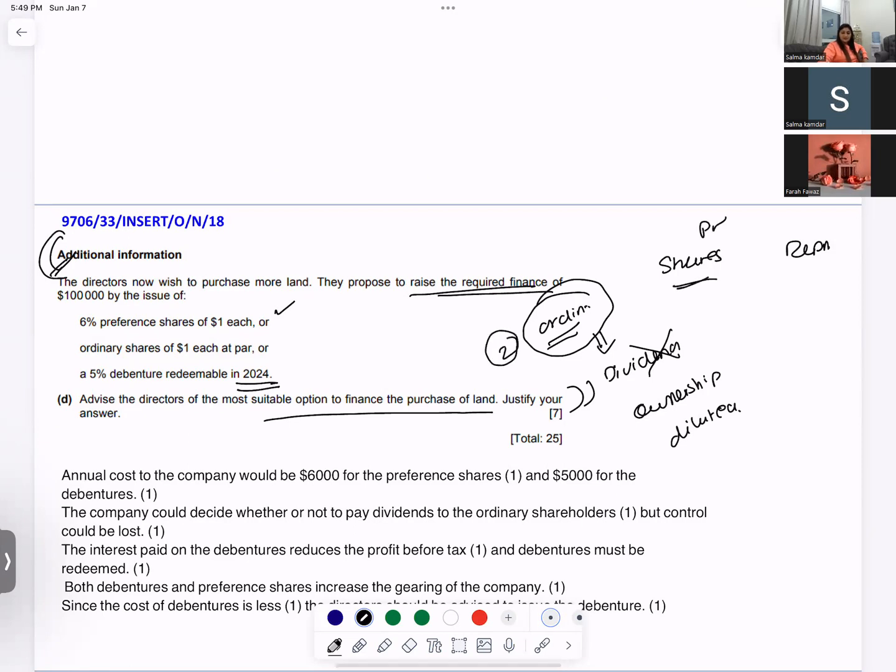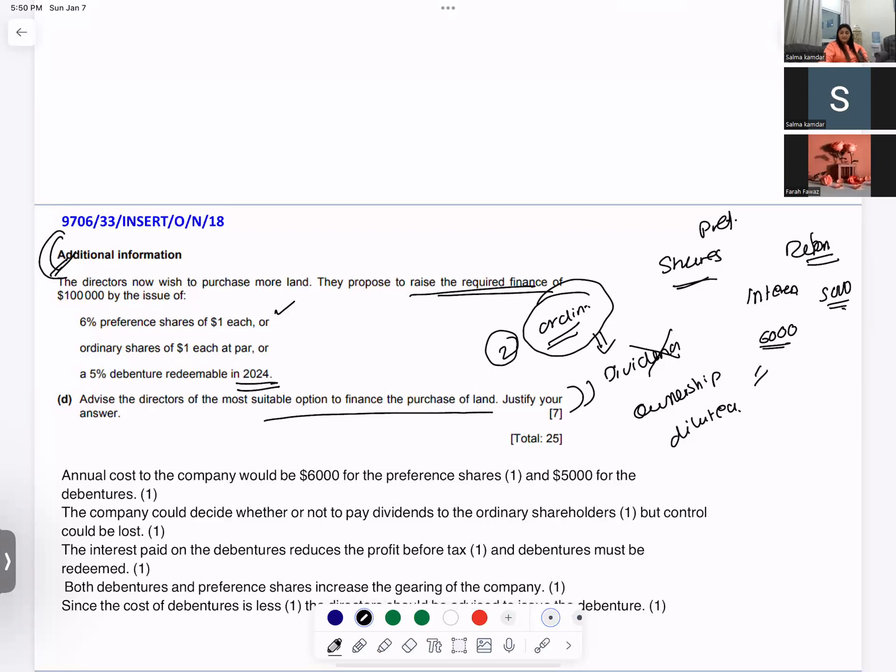If they issue preference shares, then what will happen? They would have to pay interest regardless. How much interest? 6,000. They would have to pay 6,000, even if they make profits or not. And if they issue debentures, then what happens? Also, 5,000 has to be paid regardless of profit, regardless of earning or not.